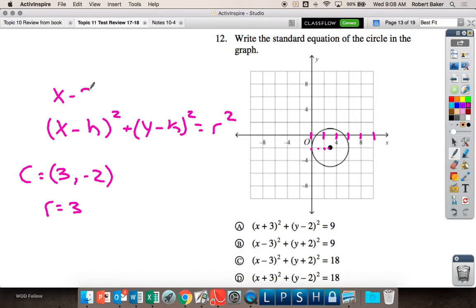x minus 3 squared. You can pause there. This one's x plus 3. That one's x plus 3. Those two are wrong. And then it's y minus negative 2 squared, which is like saying y plus 2. Check, check. Equals 3 squared. What's 3 squared? 9. Not 18.